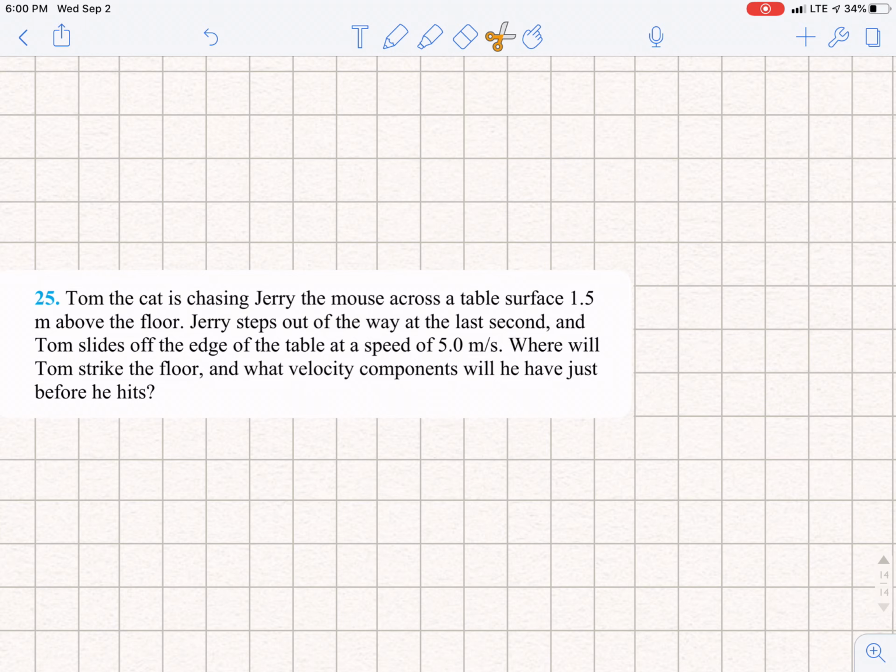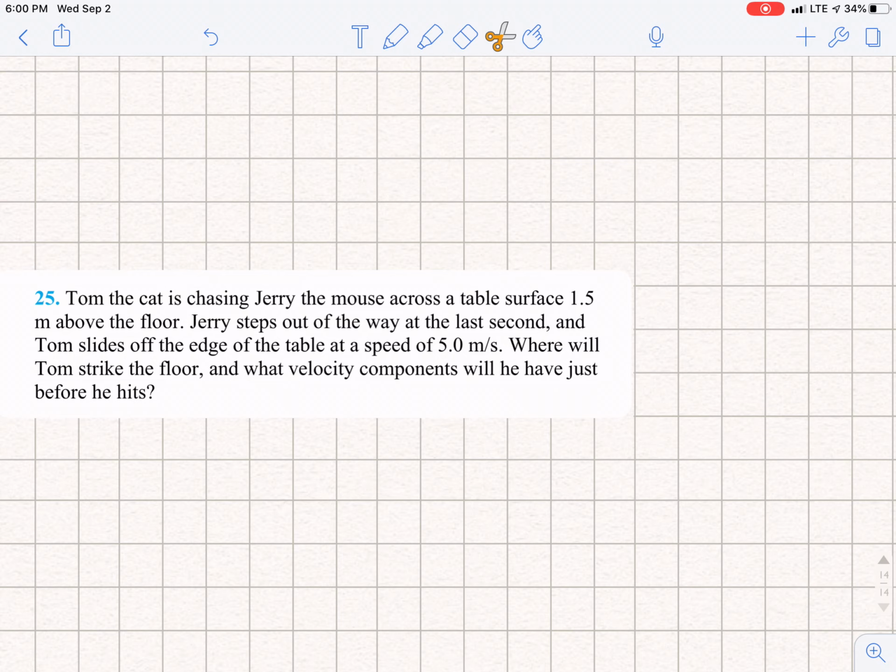In question 25, Tom the cat is chasing Jerry the mouse across a table surface 1.5 meters above the floor. Jerry steps out of the way at the last second, and Tom slides off the edge of the table at a speed of 5 meters per second. Where will Tom strike the floor, and with what velocity components will he have just before he hits?